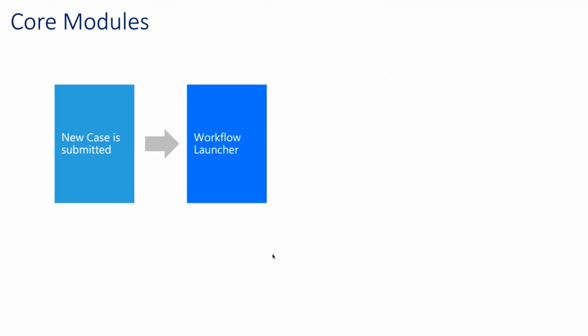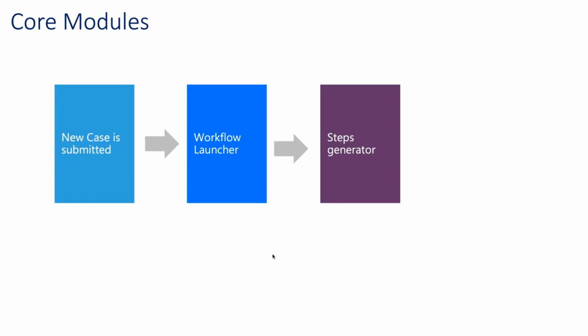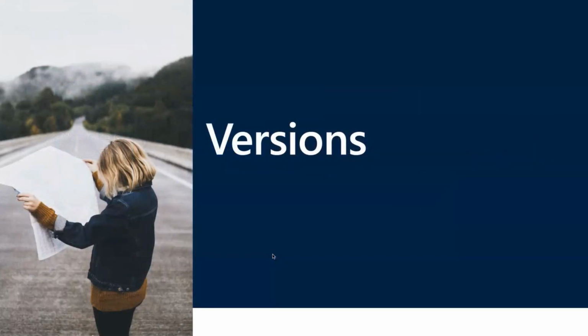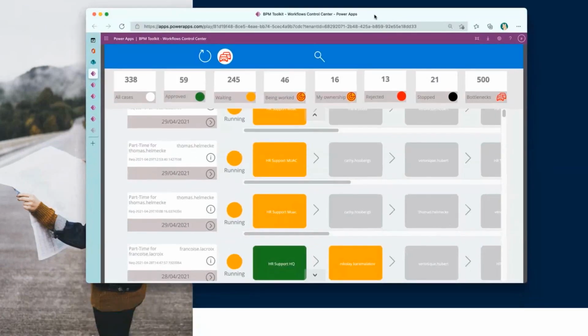The logic is the following. When a case is submitted, the system calls a component called the workflow launcher that analyzes the workflow defined by the business. Then we call a step generator that generates steps in a SharePoint list or in Dataverse. And this triggers the workflow runtime. So basically, in a nutshell, that's how it works. You see?